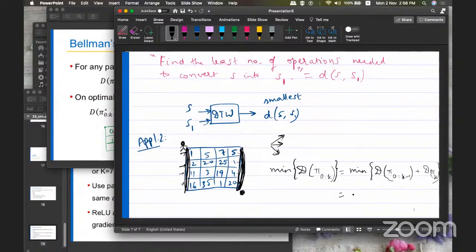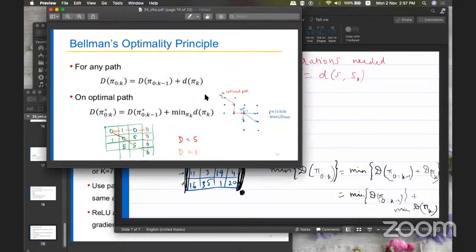But you are breaking it up. You are saying, no, it's just min of d pi 0 to k minus 1 plus min of d pi k. This is the step which is Bellman's optimality principle, which is not obvious, which is not generally valid, but Bellman's optimality principle says that yes, this principle can be used. So using this principle, you can basically find the best path.